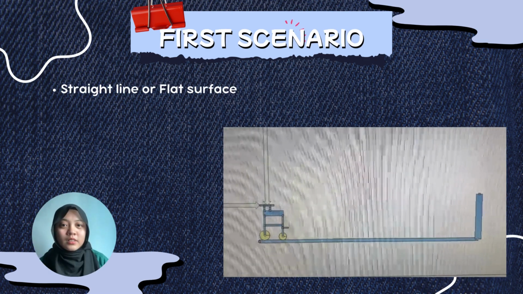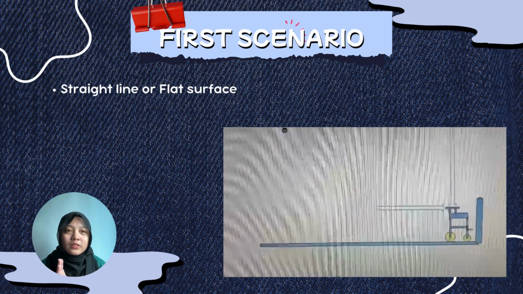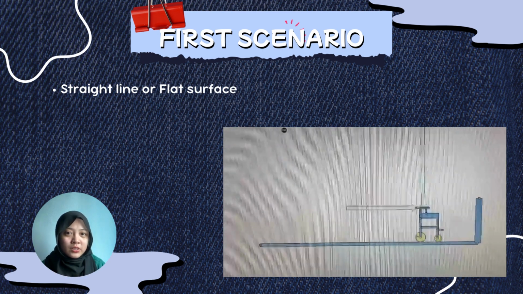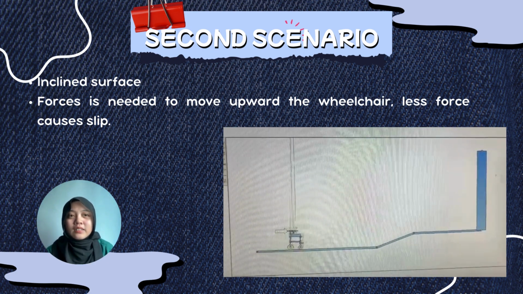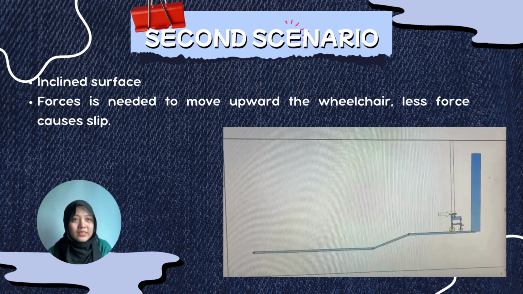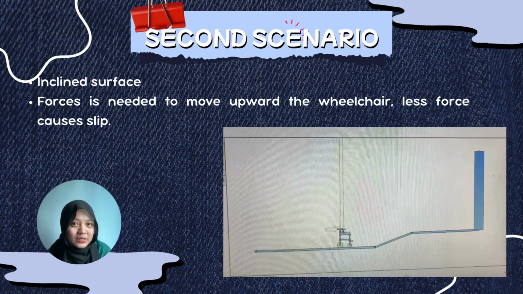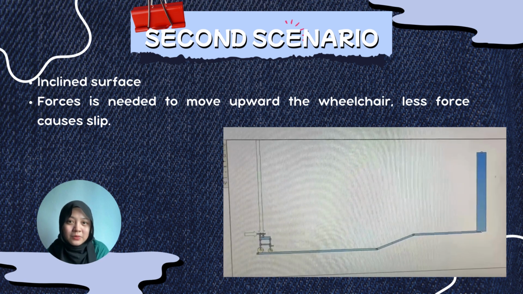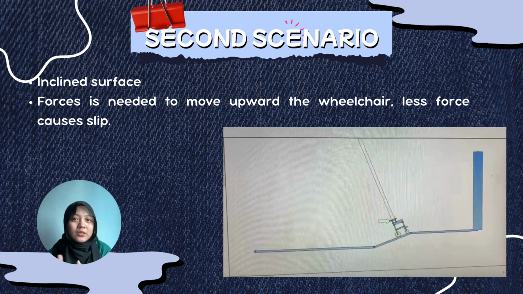Thank you. For the first scenario for our Working Model today, we're going to look at a straight line on a flat surface. For this, only regular force is needed for the wheelchair to go through. For the second scenario, we're going to look at inclined surfaces. Force is needed to make the wheelchair move upward, and if we use less force, it will cause the wheelchair to slip down the inclined surface, and this will cause safety issues for the patient.